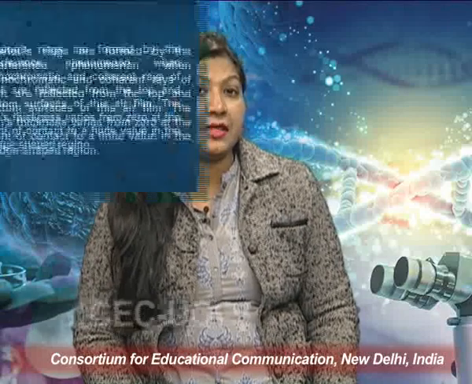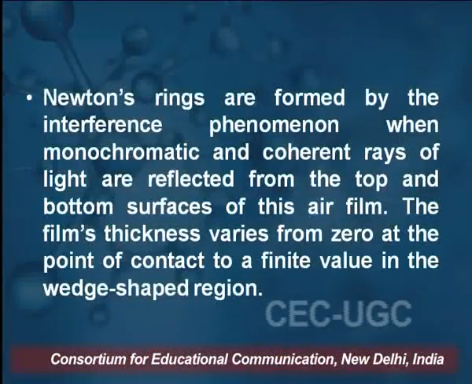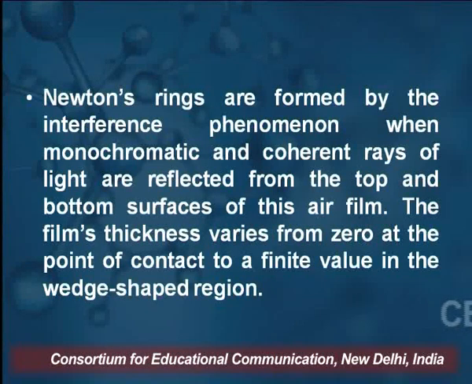Newton's rings are formed by the interference phenomenon where we use monochromatic and coherent rays of light which are reflected from the top and bottom surface of the air film. This air film is in between the plano-convex lens and the glass plate, which we will discuss in the schematic diagram or the experimental setup of Newton's ring. The film thickness varies from 0 at the point of contact to a finite value in the wedge-shaped region.